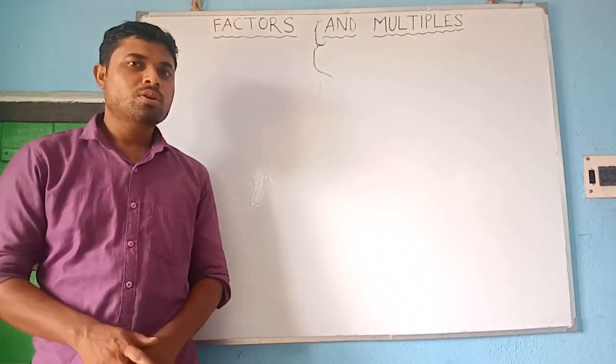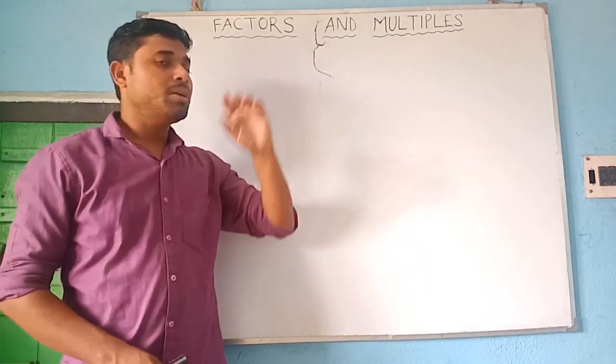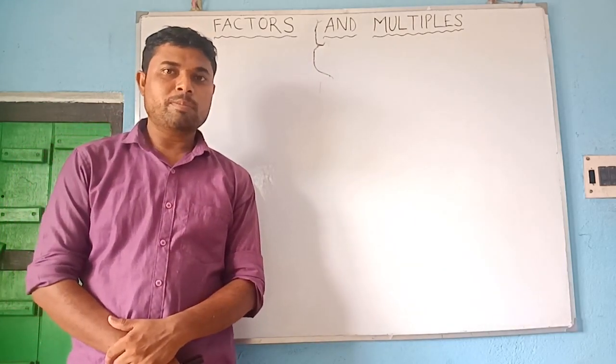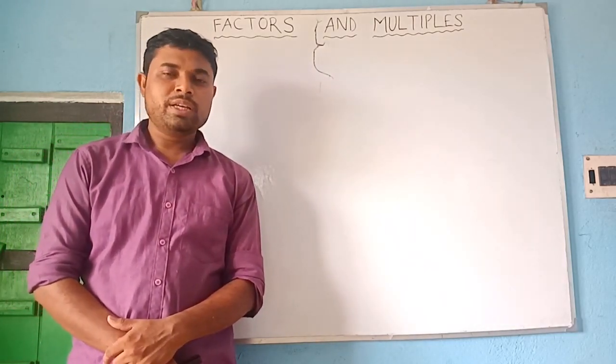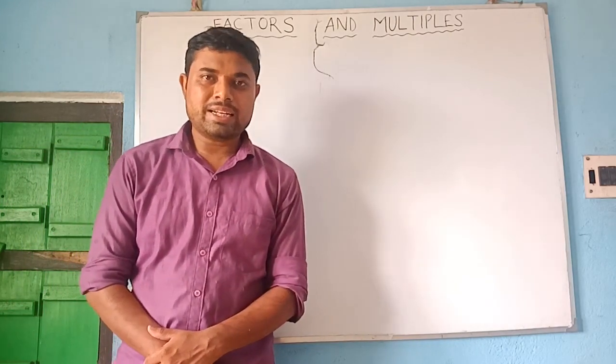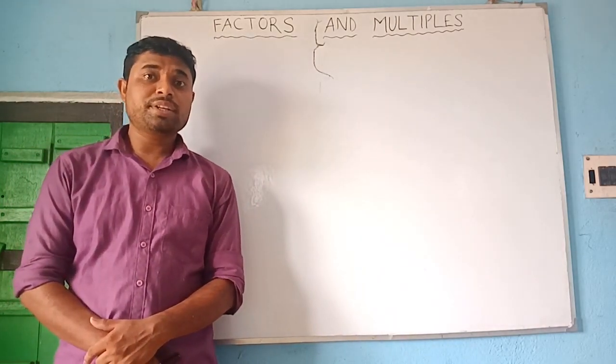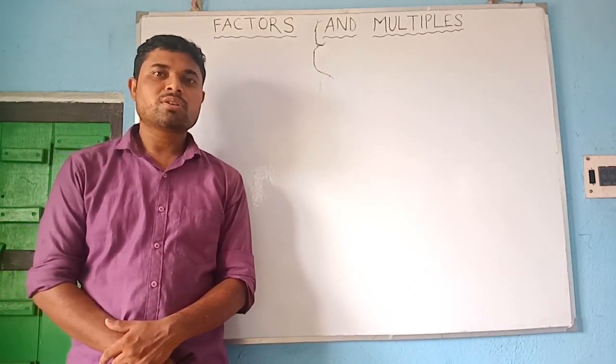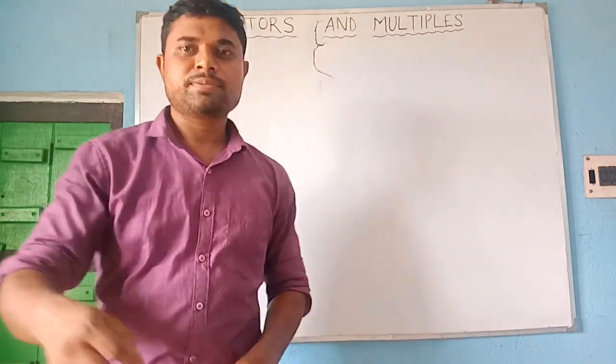Dear students, we are doing the chapter Factors and Multiples. We have completed Self Practice 6A. Today I am going to discuss Self Practice 6B, the divisibility rules. So let's start today's lesson.